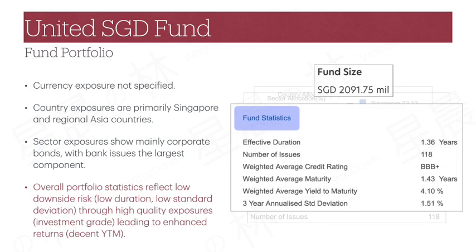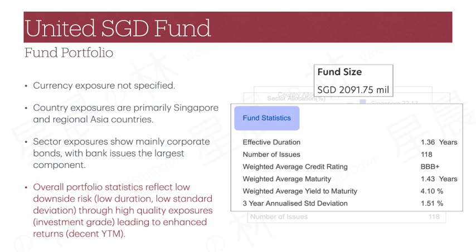Overall fund statistics look decent, with average weighted maturity at 1.43 years and effective duration at 1.36 years, so interest rate risk is minimal. Weighted average credit rating is BBB+, which looks acceptable considering the bond exposures are all short duration investment grade, so credit derating risk and default risk would be low. The portfolio weighted average yield to maturity is 4.1%. That is comfortably higher than the current 6-month compound SORA, which looks to be around 3.37% from Google results.